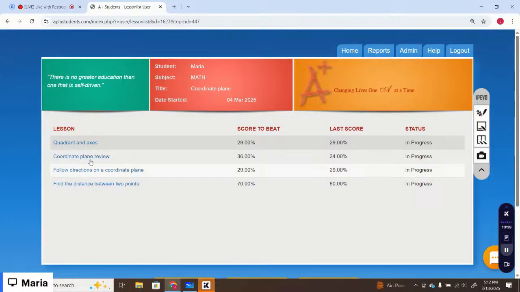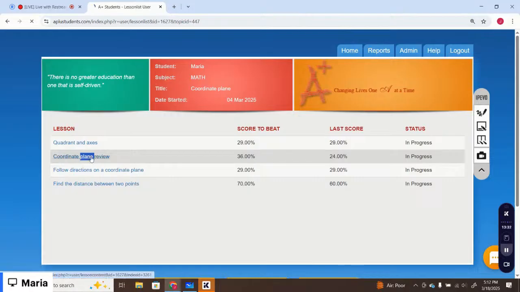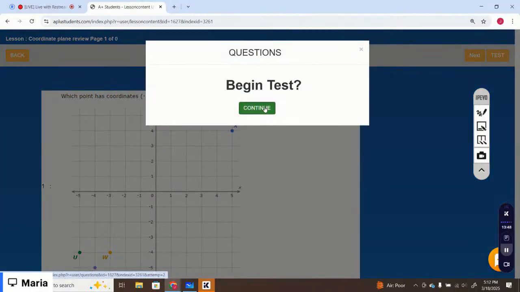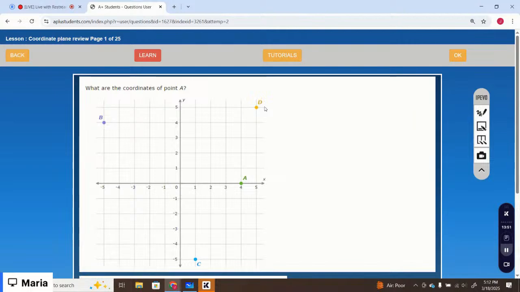The next lesson is coordinate plane review. Let's start with the lesson. Let's start with the test questions. What are the coordinates of point A? So you have to find the coordinates of point A. Here is point A, right?